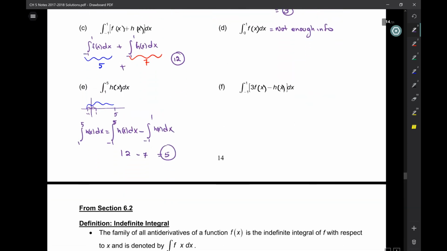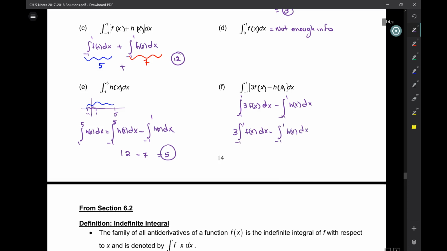Okay. Next, I have the integral from -1 to 1. I'm going to split these up: 3f of x dx minus the integral from -1 to 1 of h of x dx. And what can I do about the 3? Put it on the outside. So 3 times the integral from -1 to 1 of f of x dx minus the integral from -1 to 1 of h of x dx.